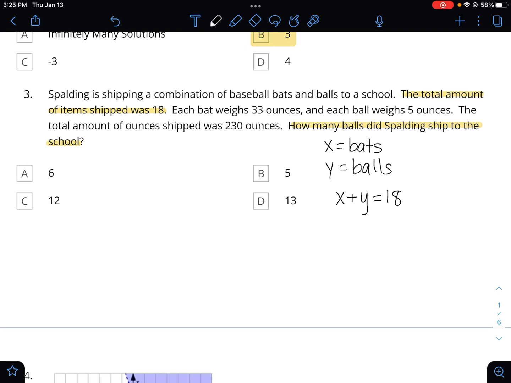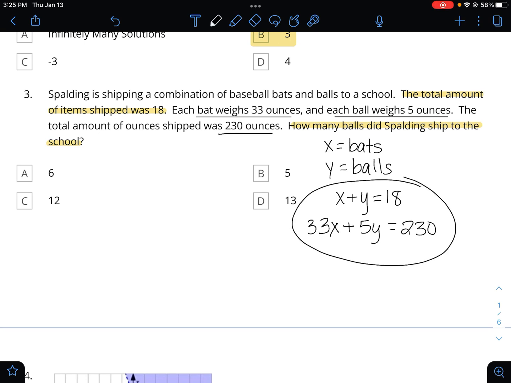So next, we're going to write our second equation, and this is going to talk about the ounces. The bats weigh 33 ounces, so that's going to be 33x. The balls weigh 5 ounces, so that's going to be plus 5y. I set it equal to the total number of ounces, which is 230.